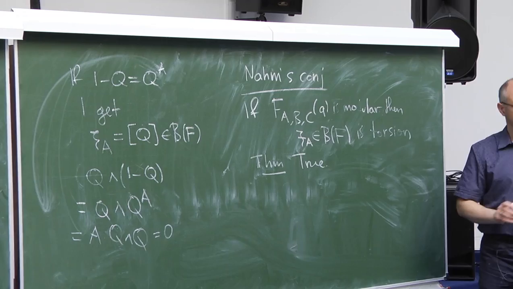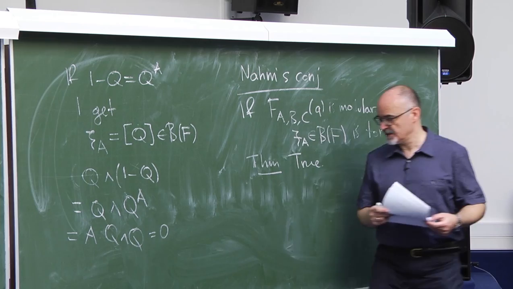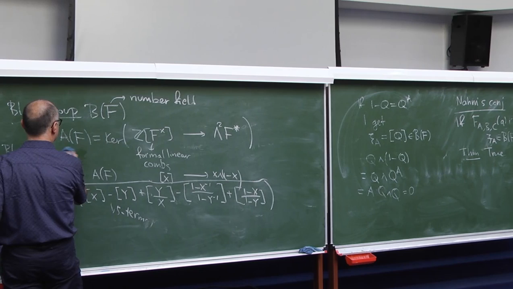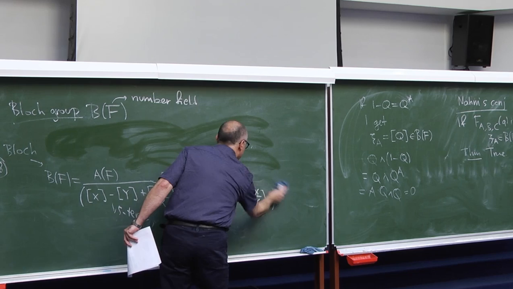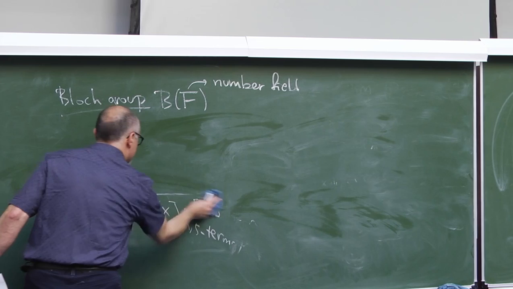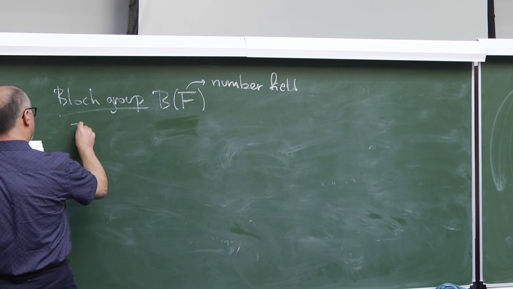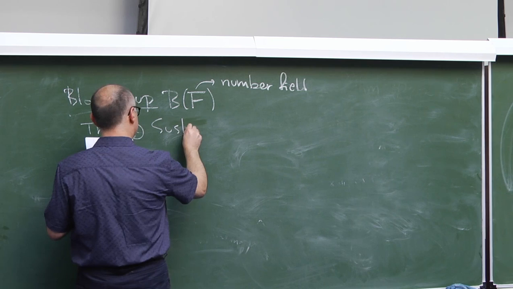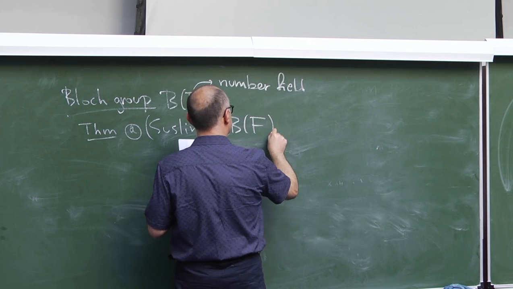Any questions about that? I guess no questions. So let me tell you some properties of the Bloch group. In fact, I'm not really going to use the definition anymore, but I'm going to use some properties. So here are structural properties that we need to know. First is a theorem of Suslin, Andrei Suslin, I suppose, right? The Bloch group is isomorphic to the algebraic K-theory group of the field.